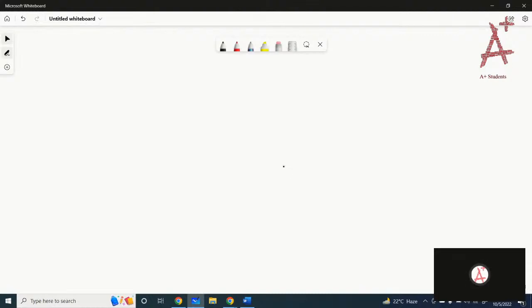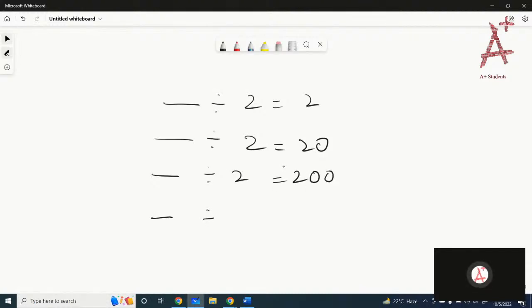Okay, complete the patterns. The missing number divided by 2 equals 2. The missing number divided by 2 equals 20. The missing number divided by 2 equals 200. Missing number divided by 2 equals 2000. The options are 2, 4 and 6. So what number divided by 2 equals 2? Yes, 4 divided by 2 equals 2. Got it? That means the one that has the 4 is the correct option.